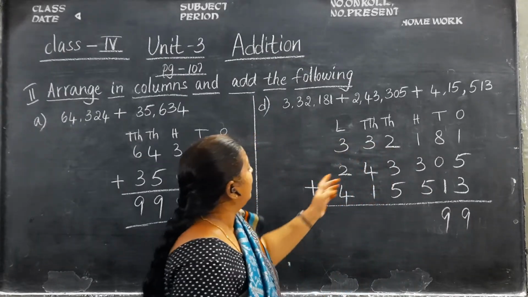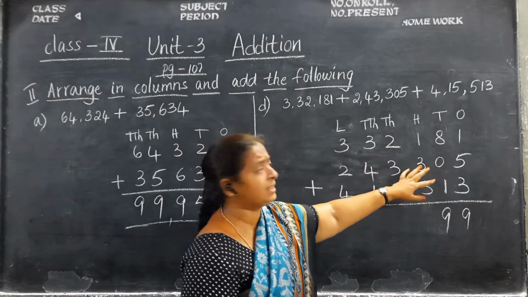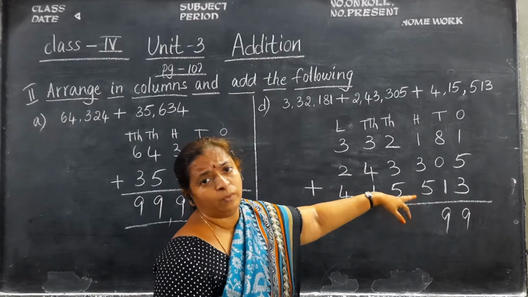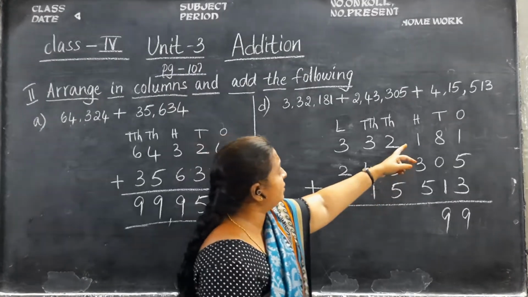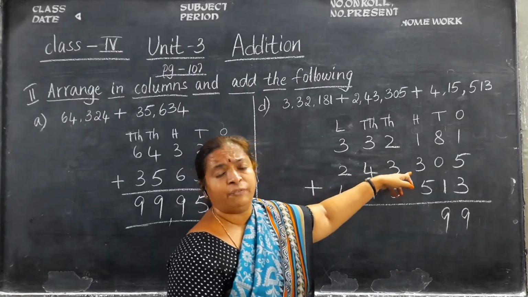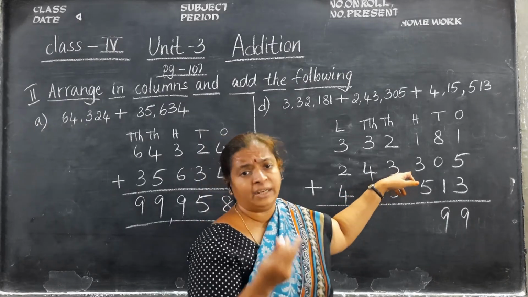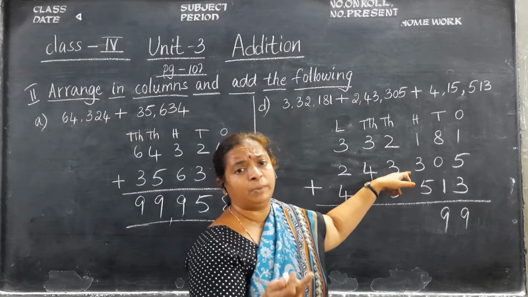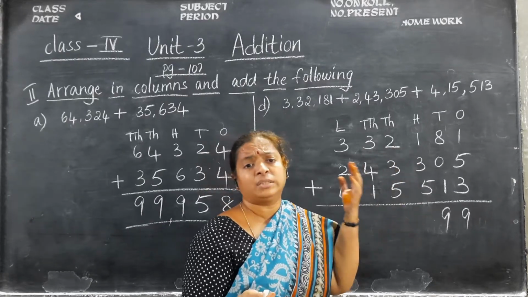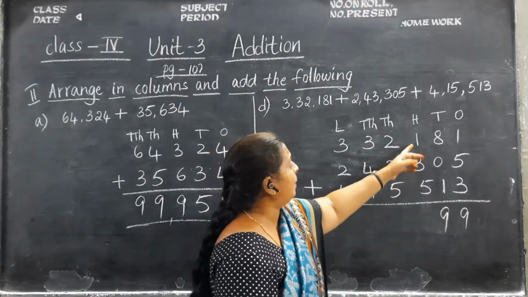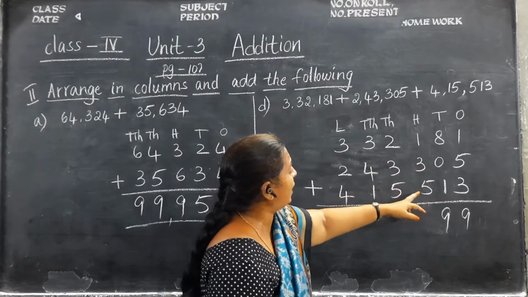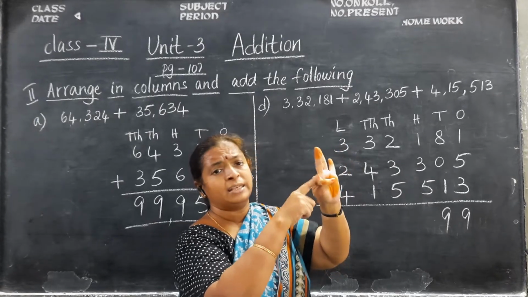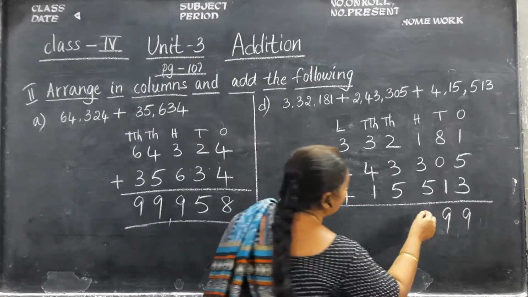Then after ones and tens are completed, hundreds column: 1 plus 3 plus 5. 1 plus 3, 4. If any time we add 1 to any number, the next number will be the answer. Successor, the next number will be the answer. In the previous class I told you about successor and predecessor. So 1 plus 3, 4, and 4 plus 5: 4 put in your mind, take 5 fingers. After 4, 5, 6, 7, 8, 9.